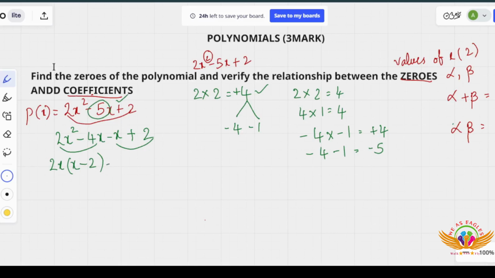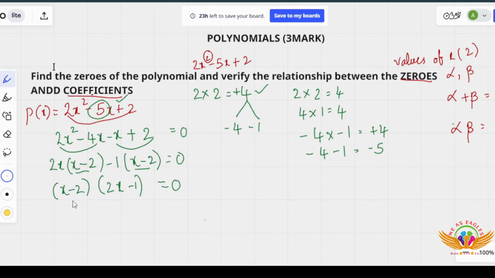And now I'm taking minus 1 as common. So I'm just writing x minus 2. See here, always be sure that this term and this term must be the same. X minus 2, x minus 2. So in such a way you have to take the common terms out. Alright, done. Now again take the common term, that is x minus 2, and the remaining term is 2x minus 1 is equal to 0. Always equate to 0 in order to find the zeros of x.